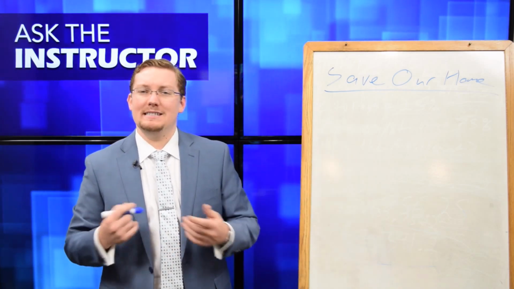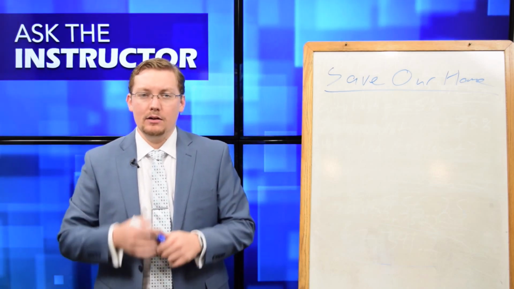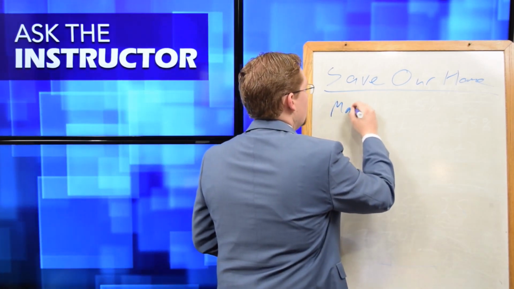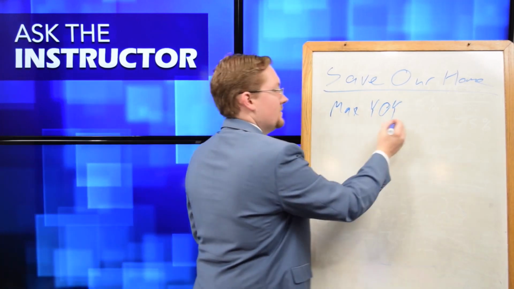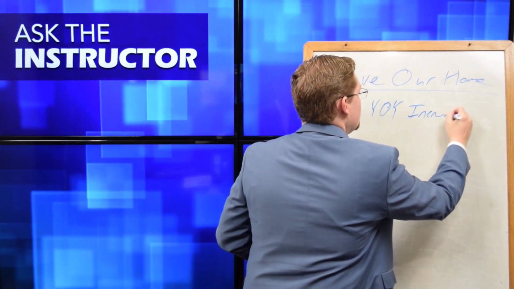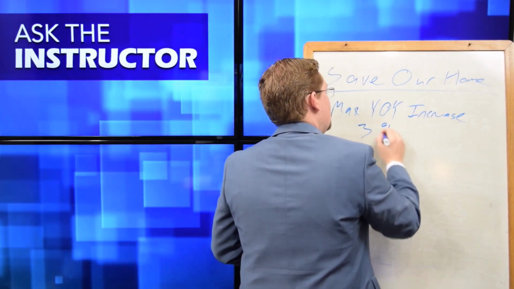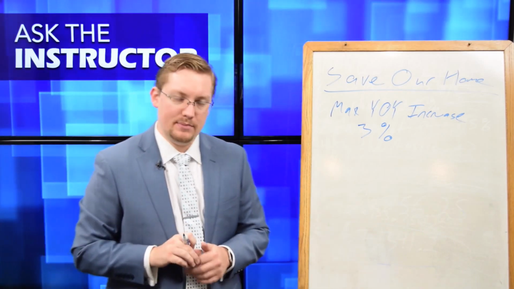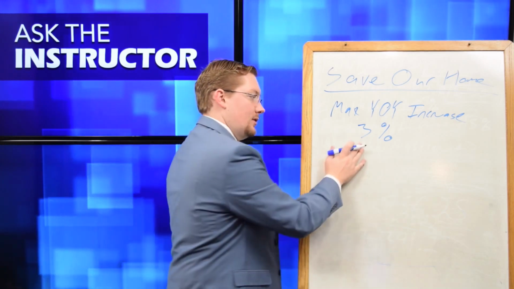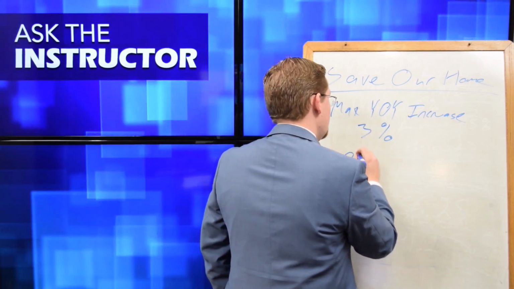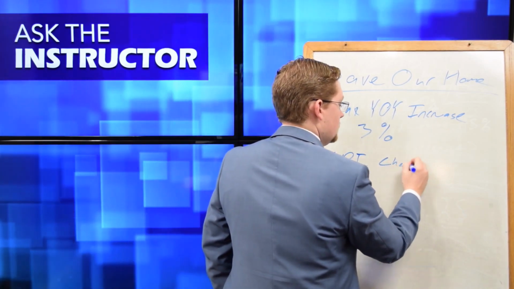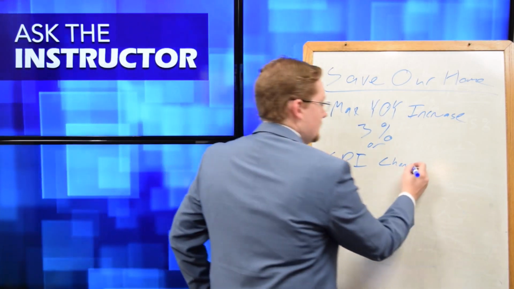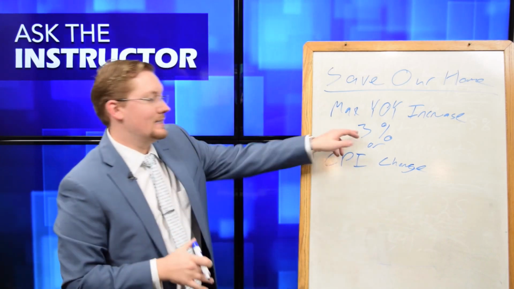So the Save Our Home Amendment was designed to protect a homesteaded property from increase in taxation. And the maximum year over year increase is just 3%. So the Save Our Home Amendment caps how much they can change the assessed value of a property by 3%. Now, it's not always 3%. It's also whatever the CPI changes, the Consumer Price Index.